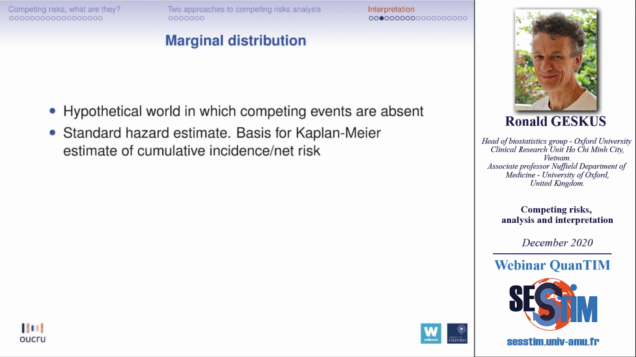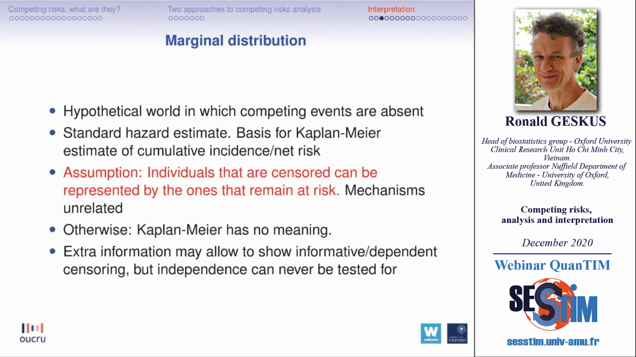It is estimated with a standard hazard estimate. If an individual is discharged, he is no longer at risk. And this is the basis of the Kaplan-Meier estimate of the net risk or the marginal distribution. However, as I said before, and I cannot emphasize this enough, there's one important assumption: individuals that are censored can be represented by the ones that remain at risk. Otherwise, you can compute the Kaplan-Meier, but it has absolutely no meaning.